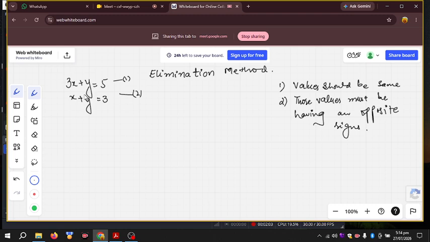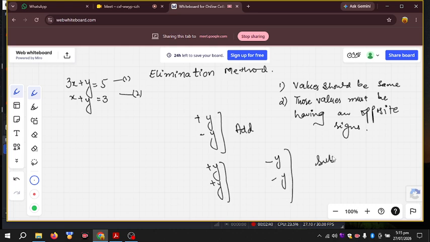But if in the question you have the same signs, you will go with the operation of subtraction, because when you subtract you change the sign of the second equation, right? And this is how the other value's sign will become opposite, and then you can eliminate it. If in the question you already have opposite signs, for example plus y and minus y, you will go with the operation of addition. However, if you have the same signs, either both positive or both negative, you will go with subtraction. Why subtraction? Because in subtraction we change the sign of the second equation.